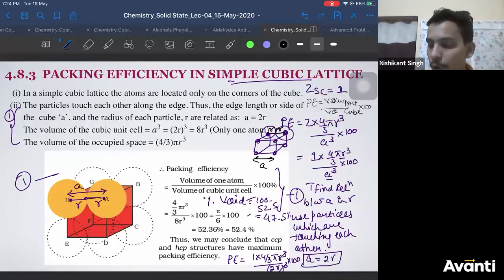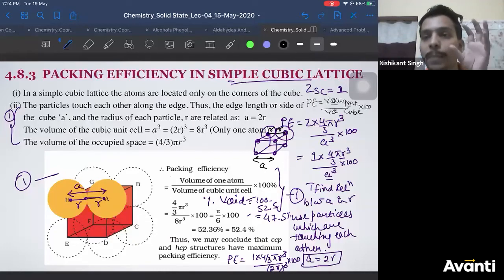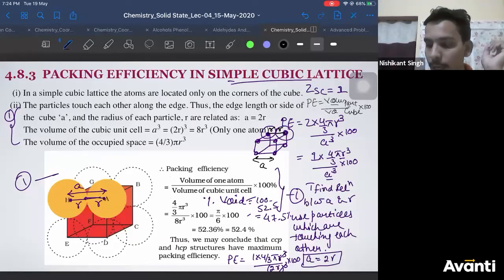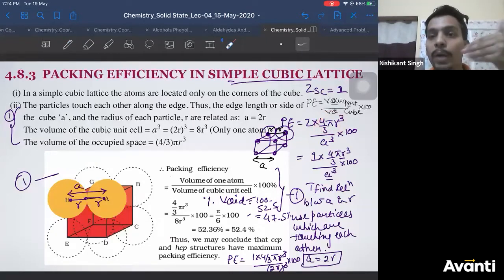How do we find the volume of particles? We are assuming the particle to be a sphere. Each particle is a sphere, so its volume is 4 by 3 pi r cube. And how many particles are there in the unit cell? Z. So one particle has a volume of 4 by 3 pi r cube. Z will have how much volume?